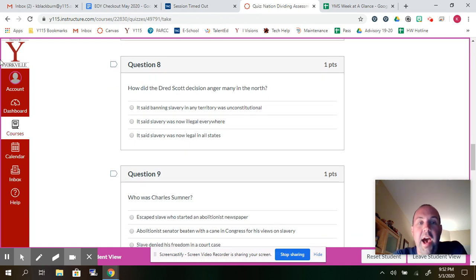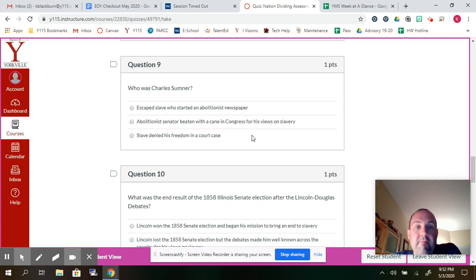Question 8. How did the Dred Scott decision anger many in the North? It said banning slavery in any territory was unconstitutional. It said slavery was now illegal everywhere. It said slavery was now legal in all states. So which of those is true of why Northerners were angered by the Dred Scott decision?